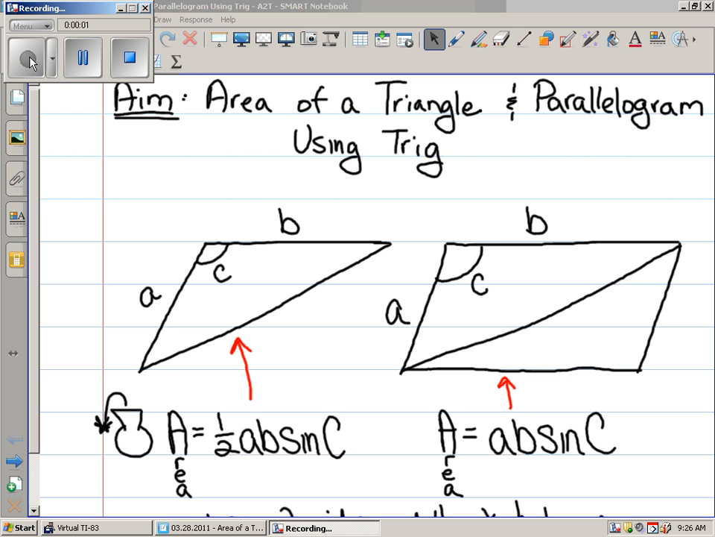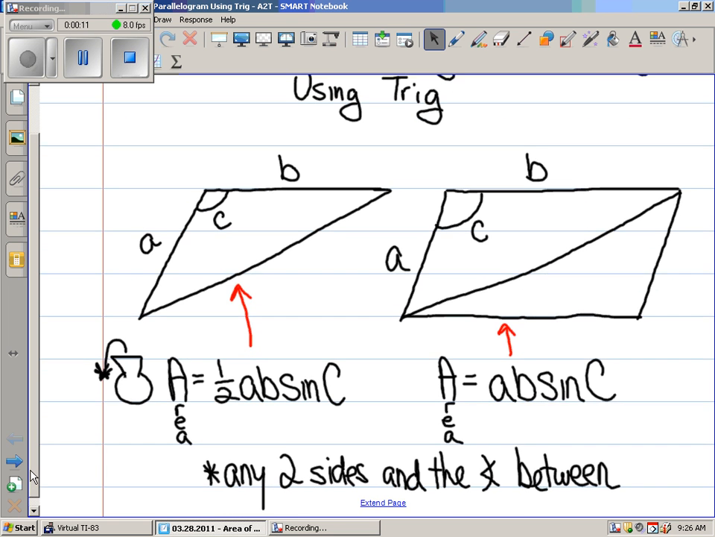All right, so let's do this. Area of a triangle and parallelogram using trig. This is the all-time easiest thing on your whole test. You get one of these formulas. Basically, what it comes down to is that you no longer need to do 1/2 base times height, which was the old school way of finding the area of a triangle. You can use trig, and this is a technique to help save you a lot of time on your SATs.